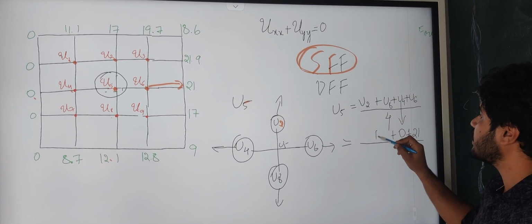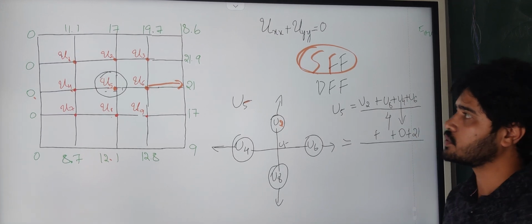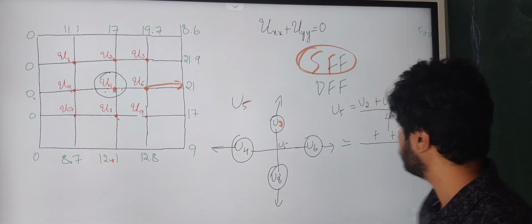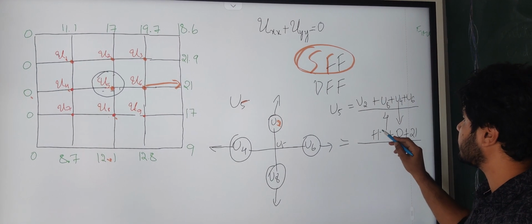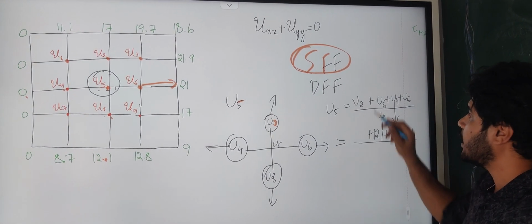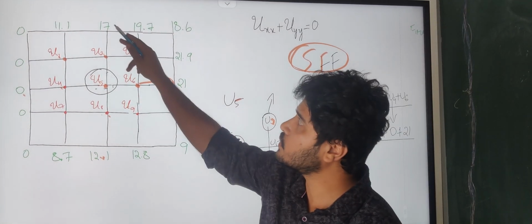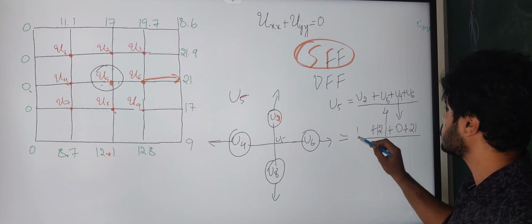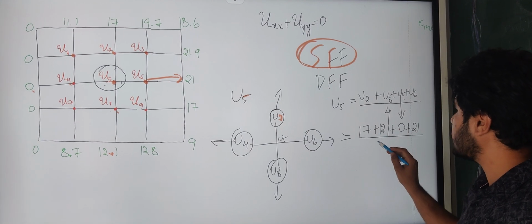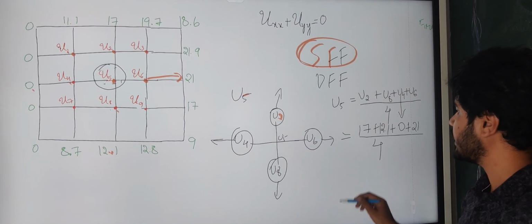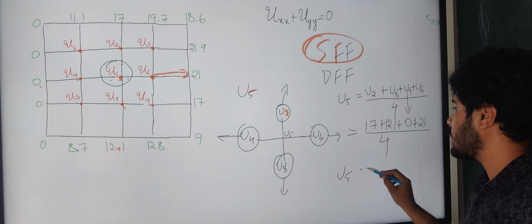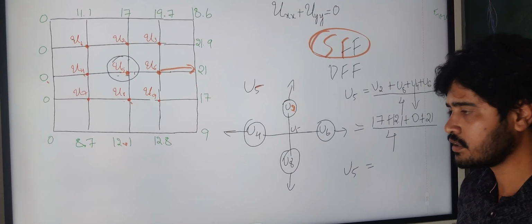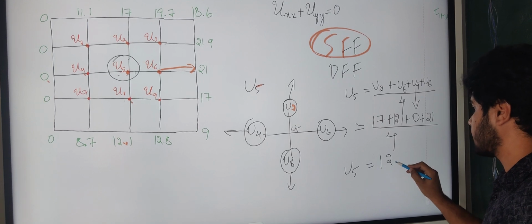Okay. Next, in place of u8, I have to search for the nearest boundary value. So that is 12.1. So in place of u8, I will write down 12.1. And in place of u2, I have to search the nearest boundary value, and it is equal to 17. So I have to add all this, and I have to divide by 4, so that I will get the value of u5, and the value of u5 is 12.5.